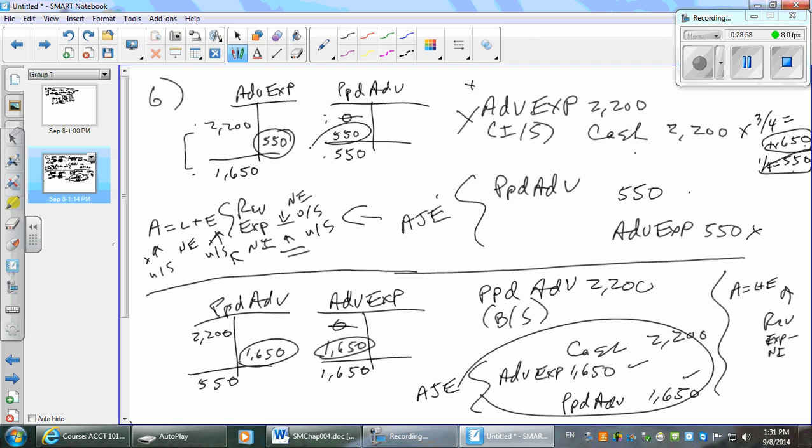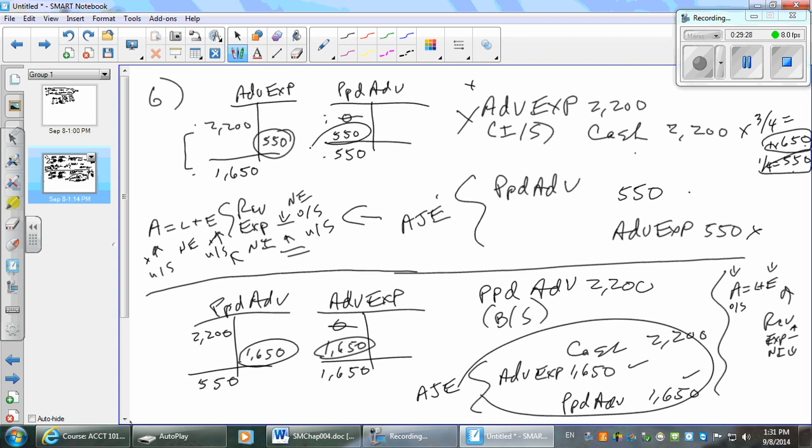What do you think, guys? Debit advertising expense, what does that do? Increase expense. What does that do? Reduce net income. What does that do? Reduce equity. What does a credit to prepaid advertising do? Decrease assets. Okay, that's it. If you fail to reduce the assets, what would be wrong with them? Overstated. Liabilities, if you did nothing to it, you should do nothing, no effect, right?